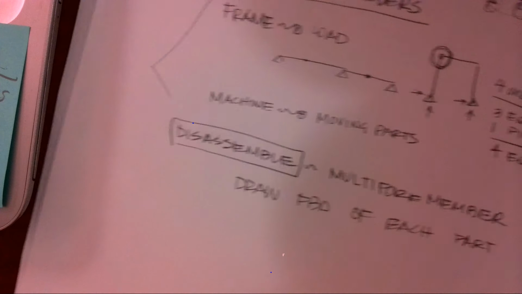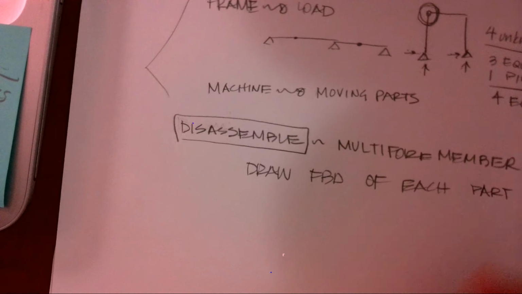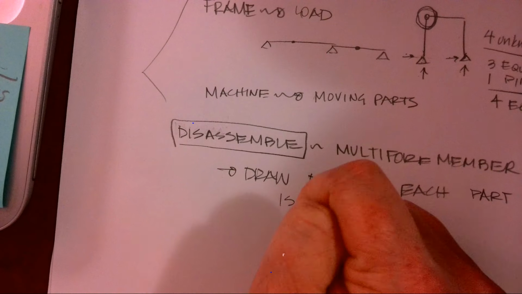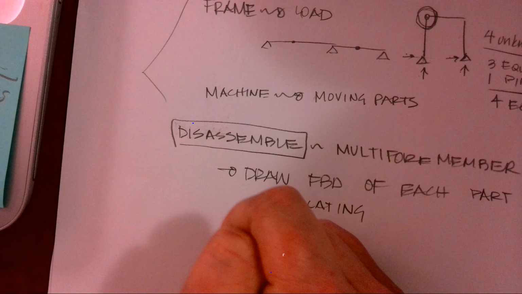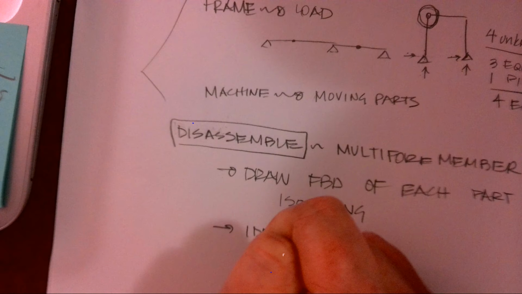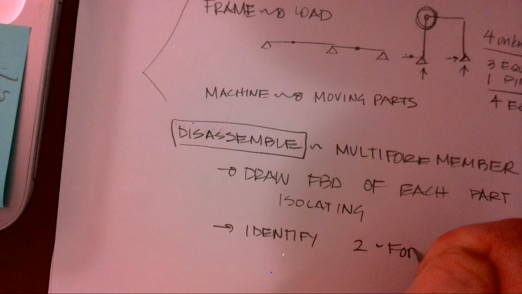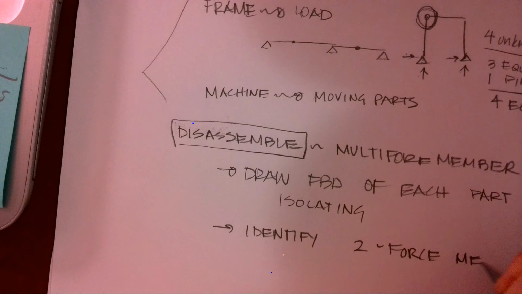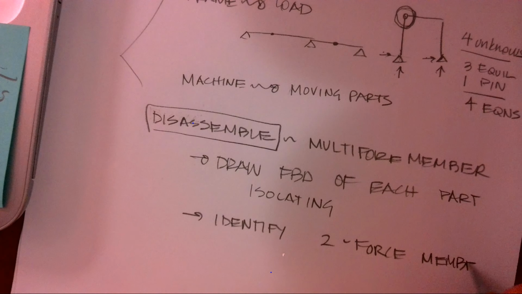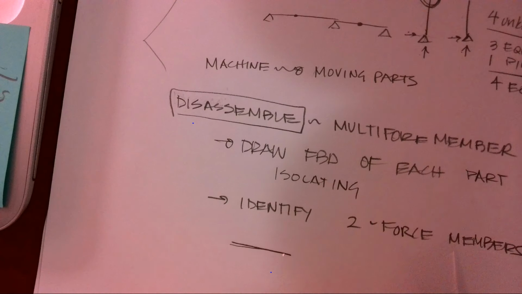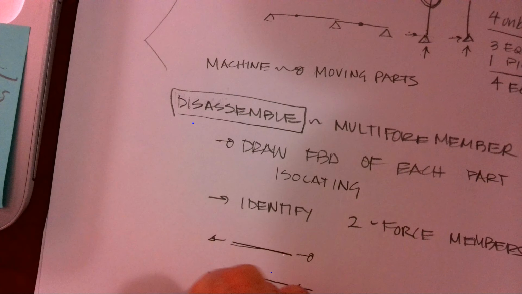Okay, so then we're going to draw a free body diagram of each part. So we're isolating each part. Then we want to identify two force members. Do you all remember what a two force member is? It's what we've been working with in a truss. It's either going to be in tension or compression.